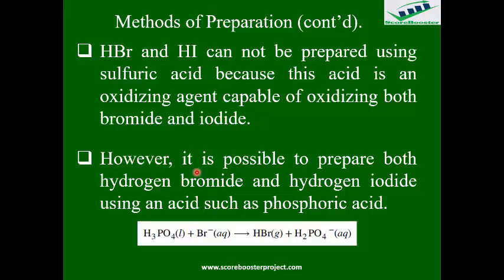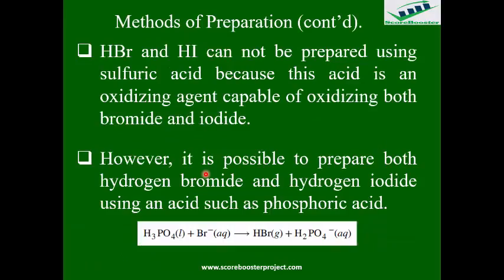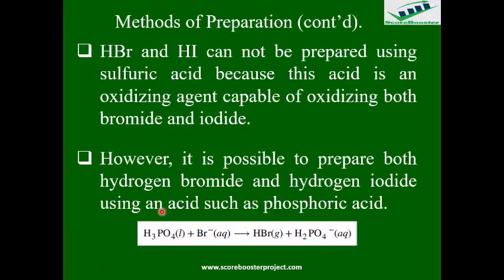However, if you want to produce hydrogen bromide and hydrogen iodide, since we cannot use this method, then we use phosphoric acid, H3PO4. The bromide could be potassium bromide, sodium bromide, or any bromide. You can use iodide also as an example if you want to practice. Then when we have a reaction like this, there's going to be production of HBr and H2PO4. This H2PO4 is not stable, and you can react another thing also.